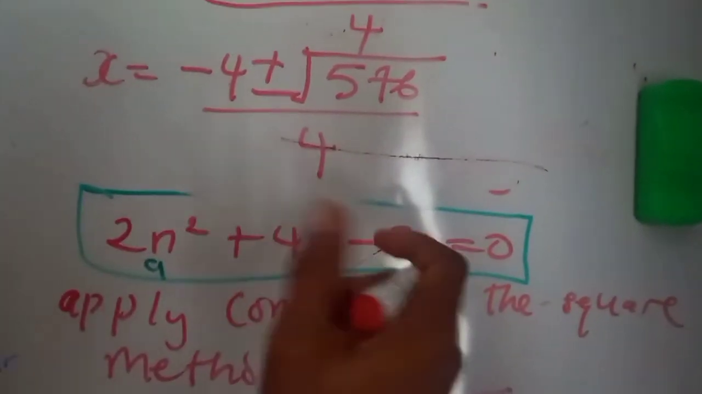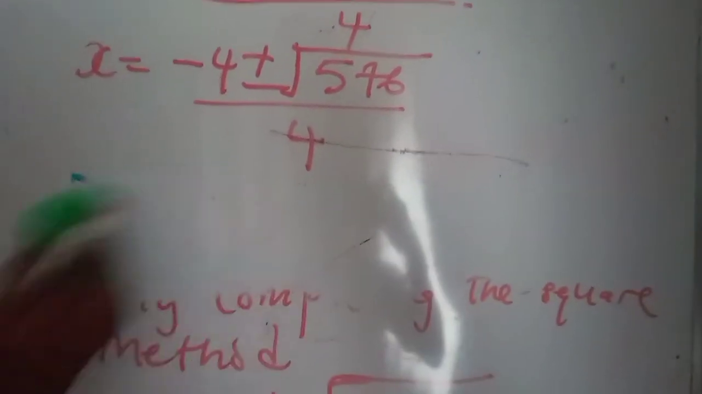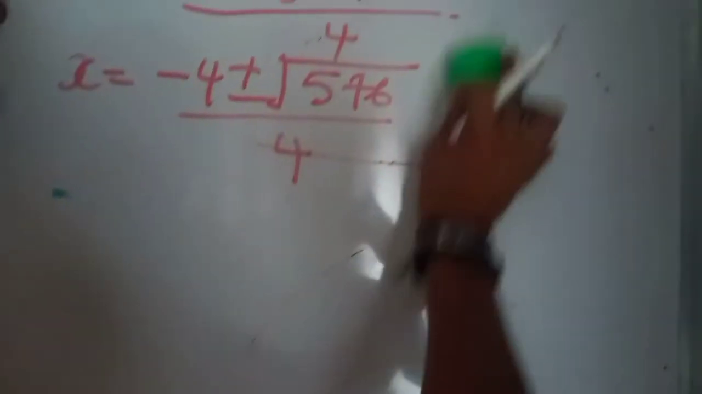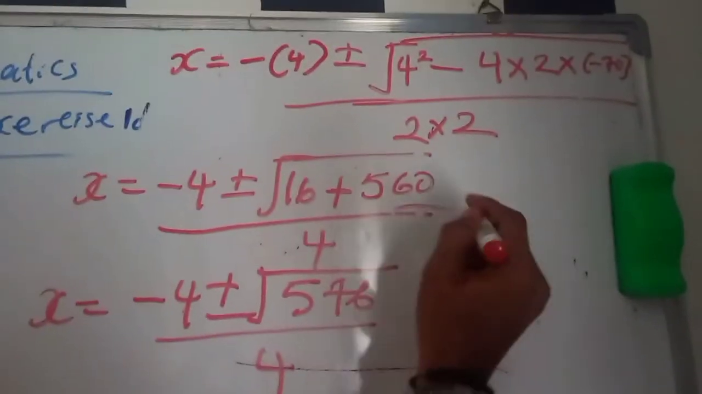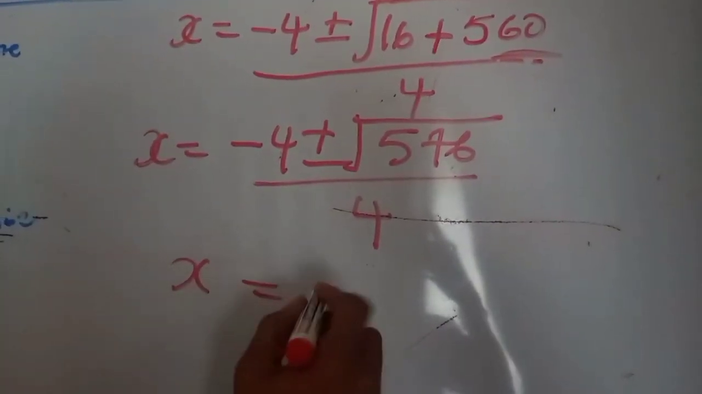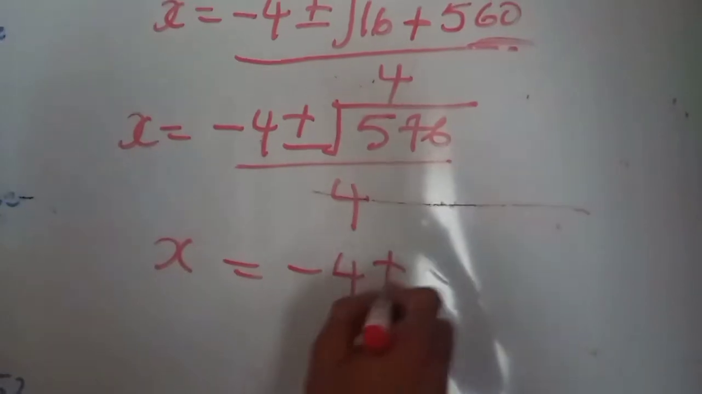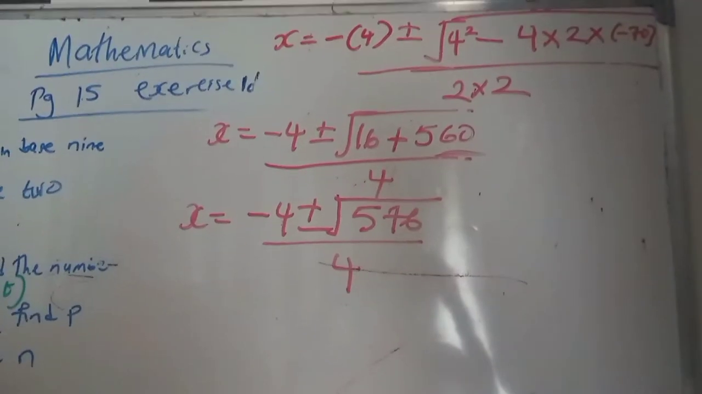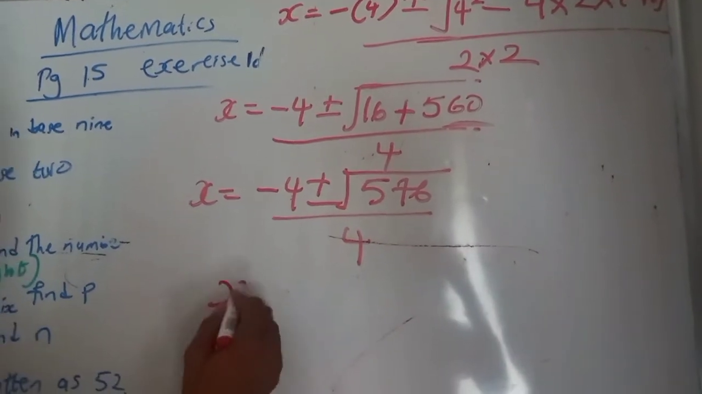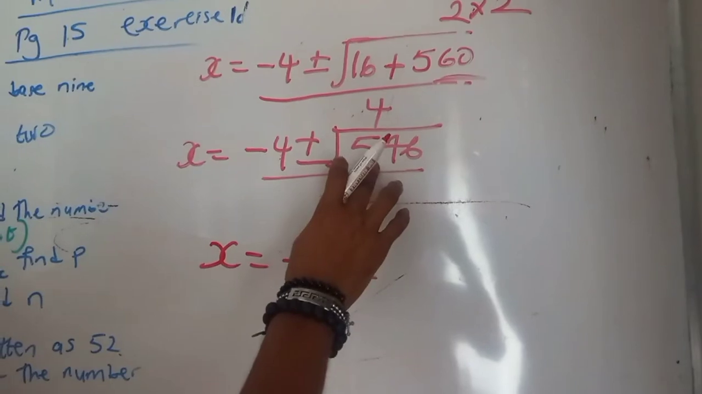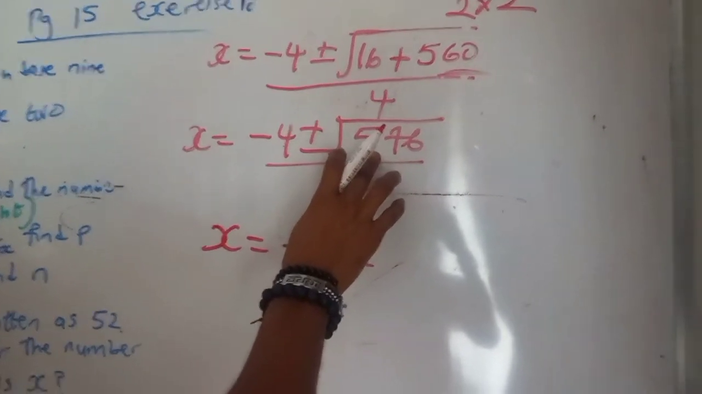4. Okay, let me clean the board so I can have space here. As you can see, I believe you can see all this is right. Now we continue by saying that x equals minus 4 plus or minus the square root of 576. The square root of 576 is what?